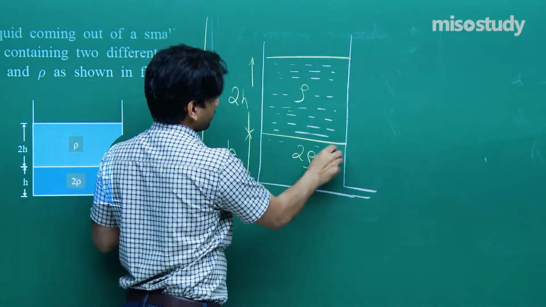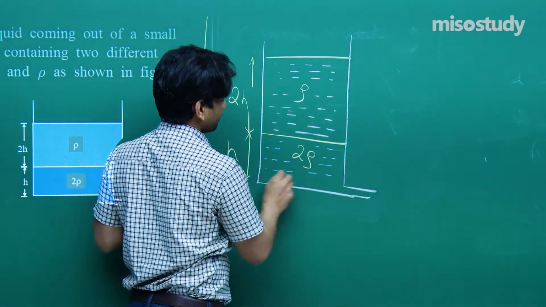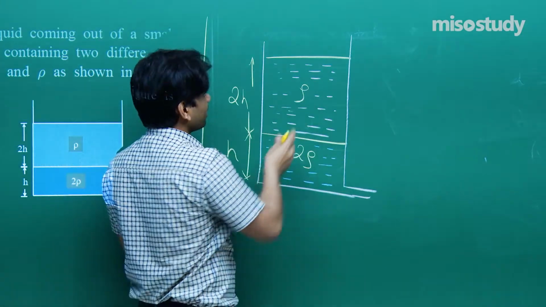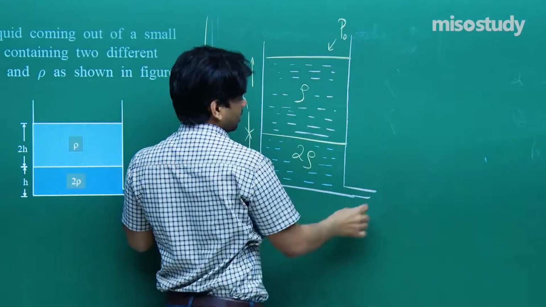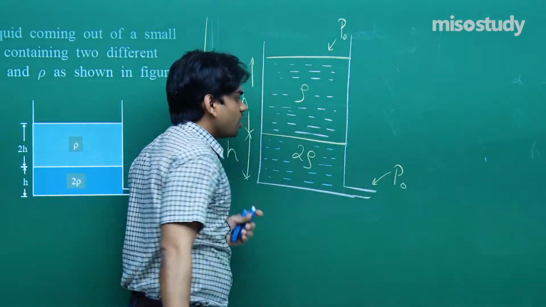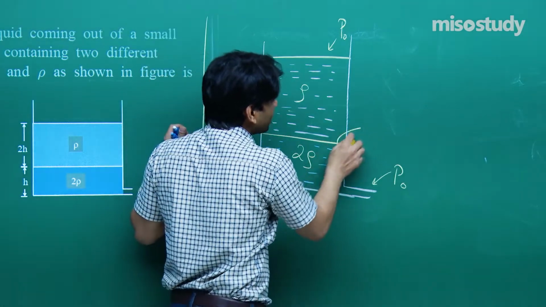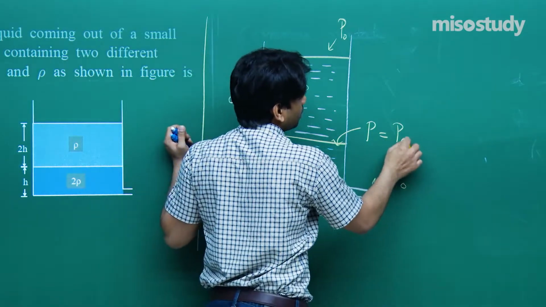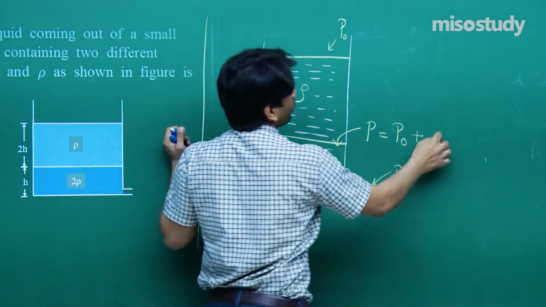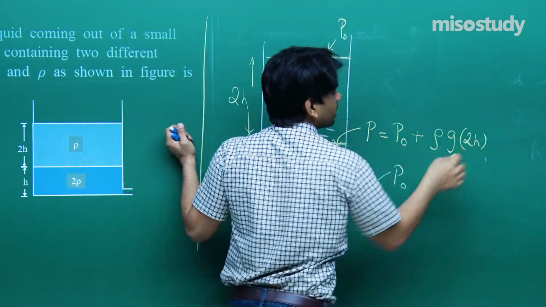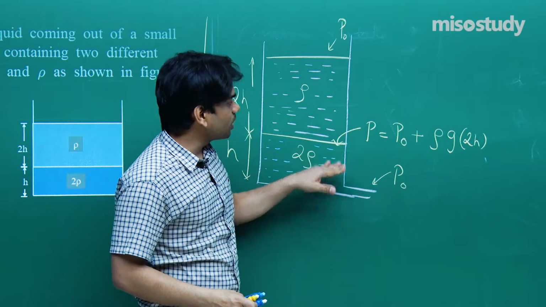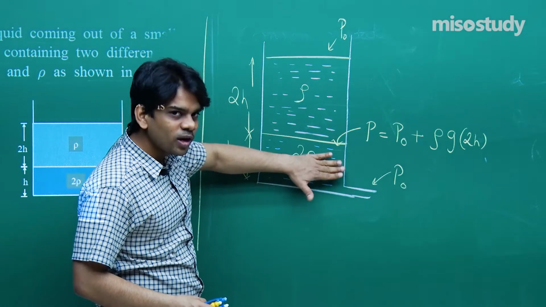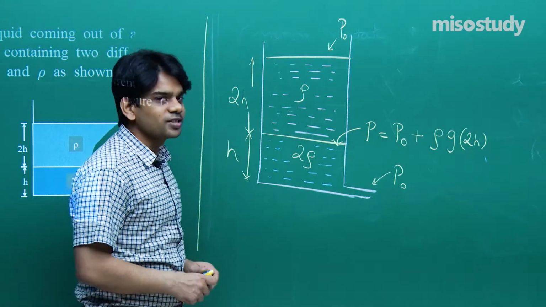Two different parts. This is a separate liquid, this is a separate liquid. Here the atmospheric pressure P naught exists. Now if I talk about the pressure at the junction of the two liquids, that will be equal to P naught plus rho g into 2h. Clear? Now the pressure at the topmost part of this lower liquid is P naught plus 2 rho gh.